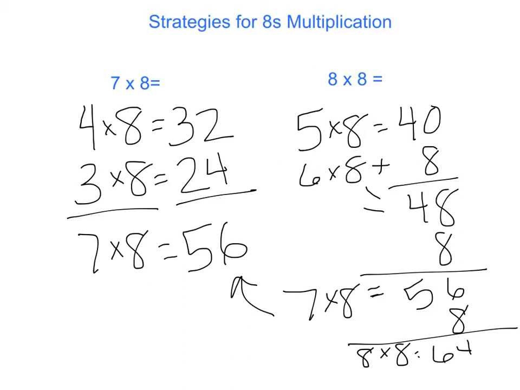So those are just some strategies. You can actually use this with any numbers. So when you get stuck on 5s, 3s, 9s, go to a problem you already know and then just add on. That's all that multiplication is. It's repeated addition, okay?